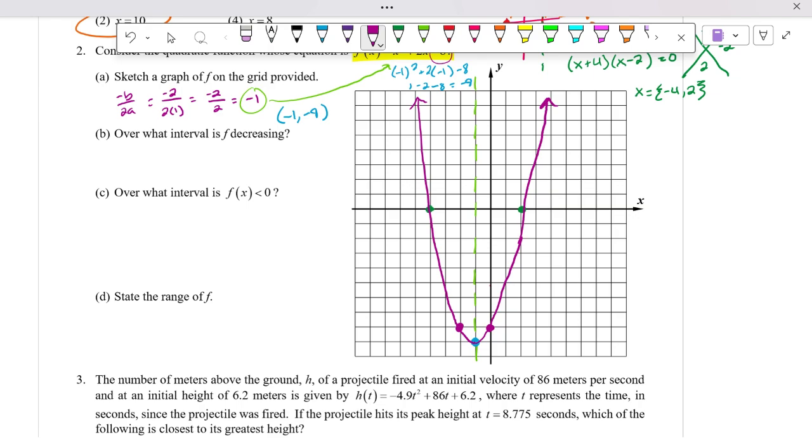So guys, when in doubt, if I ever ask you to graph a parabola, those are probably the things that you would want to pull from. Get the vertex, get the y-intercept, get the x-intercepts, and you now have a parabola.